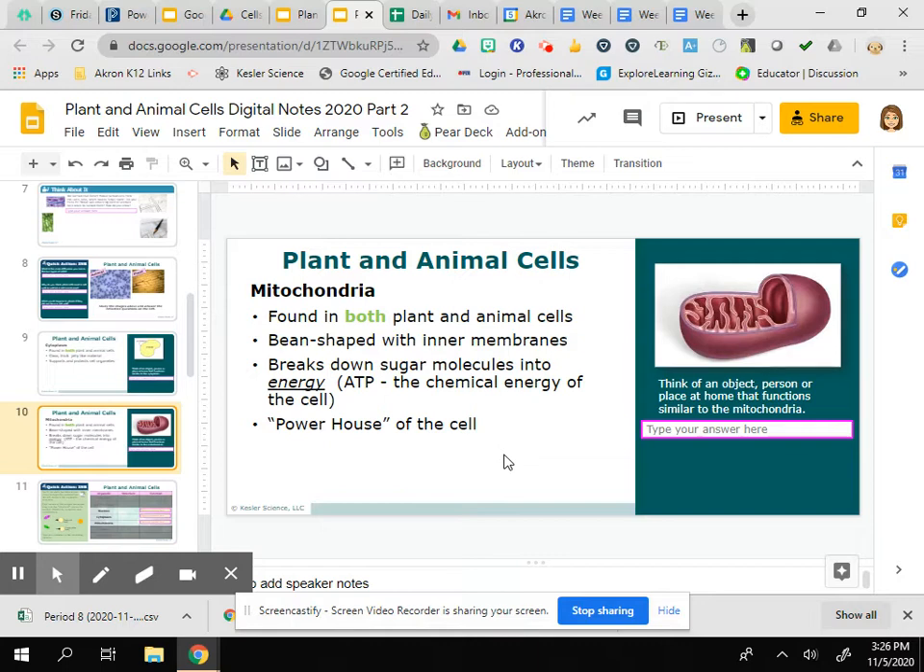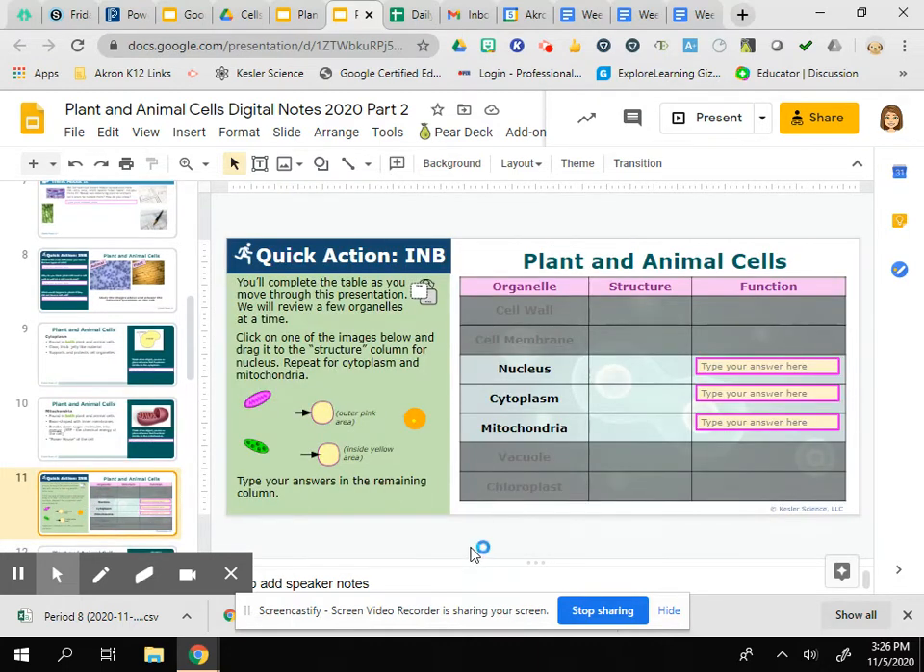So on the right, you want to think of an object, person, or place at home that functions similar to the mitochondria. And now we're going to pick out our cell organelle pictures again. So you have a choice between this pink one, the green one, these two yellowish ones, and then this round orange with a yellow dot. So we're identifying a nucleus, the cytoplasm, and the mitochondria, and you're also going to type in your functions.